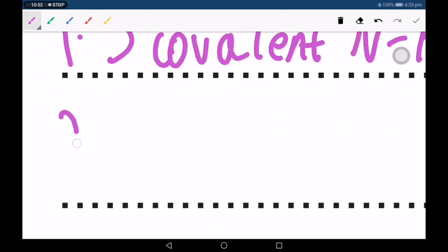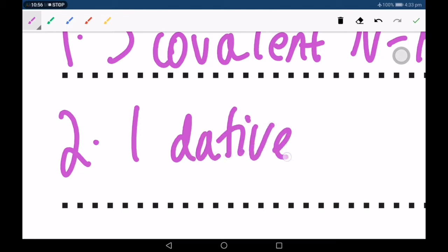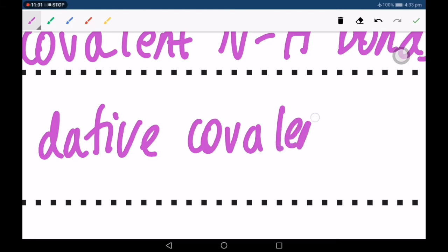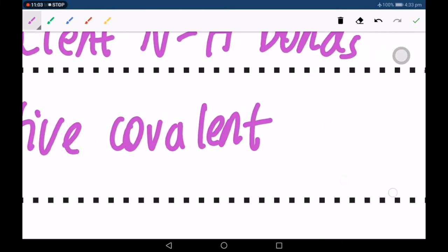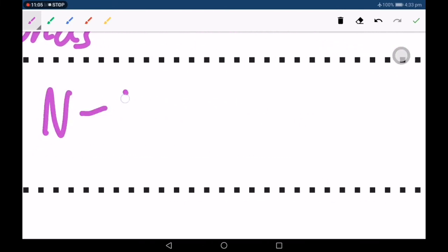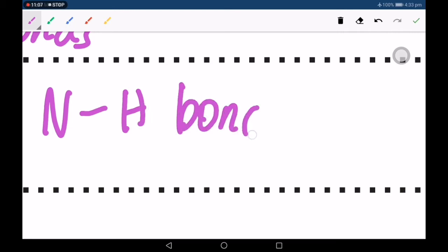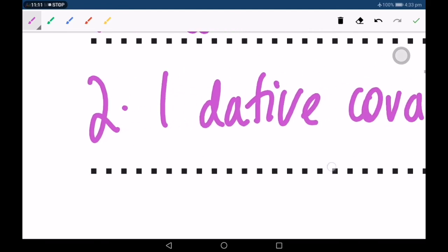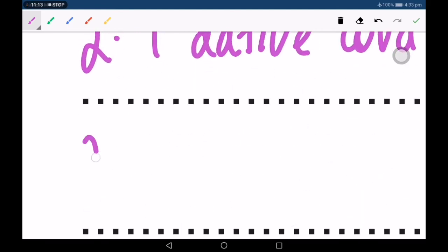And then the second part, there is one dative covalent bond, and we just state what bond it is. So it's the N-H bond. And there's another ionic bond.